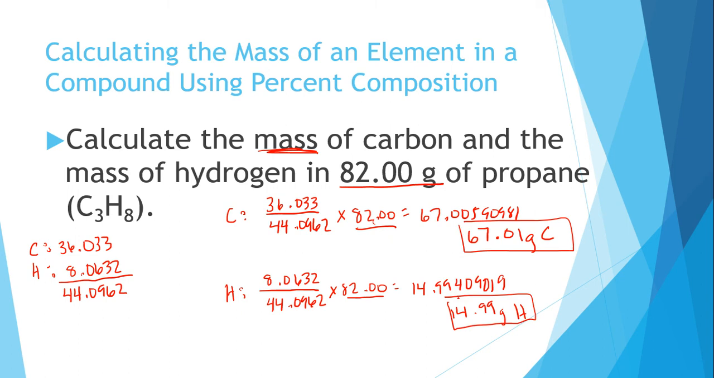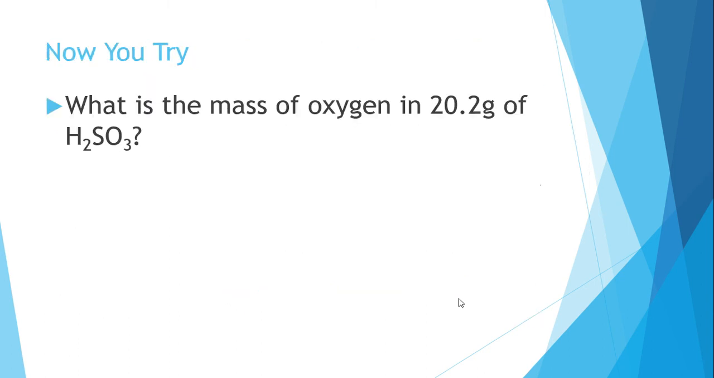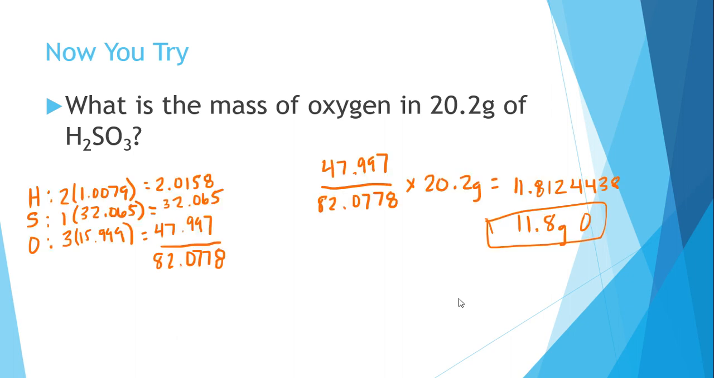On the next slide, I have provided you another example. So here, if you want to try it on your own, see how you do, pause this video, and I'll put the answer on the next slide. Okay, how'd you do? Note here, when you get to your final answer, this one is based on 3 sig figs because of my 20.2. So my answer can only go to 3 sig figs. Also note that my unit is now grams because I am finding the mass.